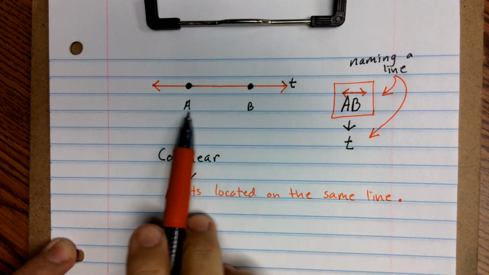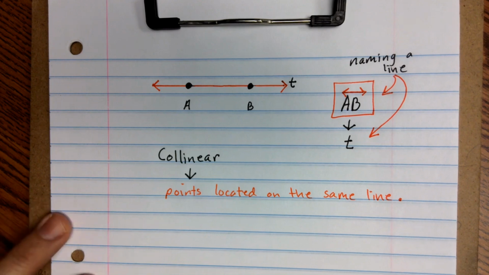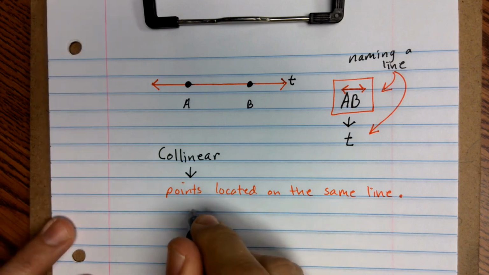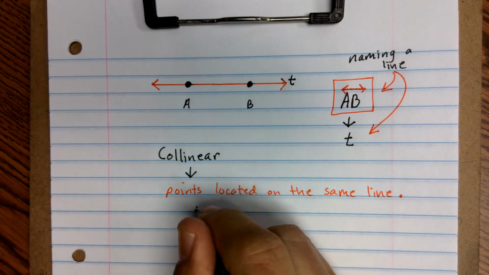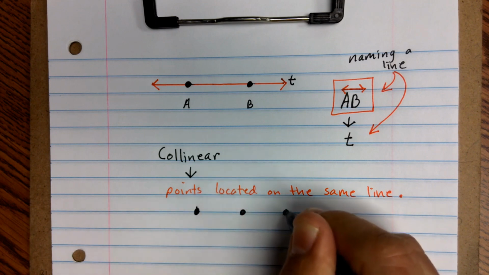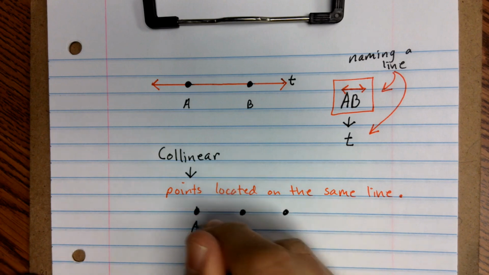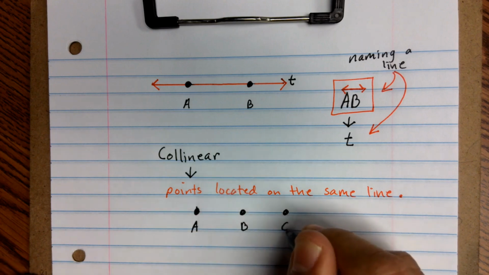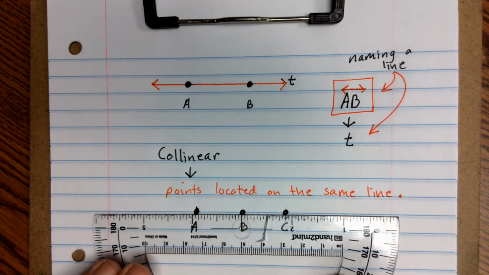For example, A and B are collinear. I could add another line. Let's create one more. So let's make a new line underneath here to show a good example of collinear. And so I'm going to put 3 points on it, 2 and 3. And for simplicity, I'm going to go ahead and label those points A, B, and C. And we're going to make a line through those 3 points.